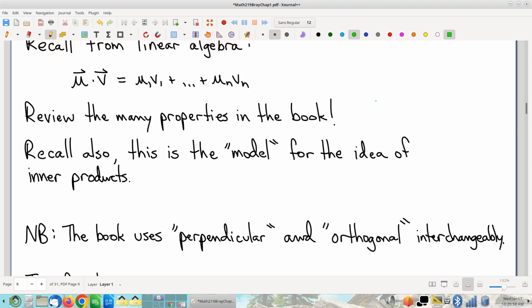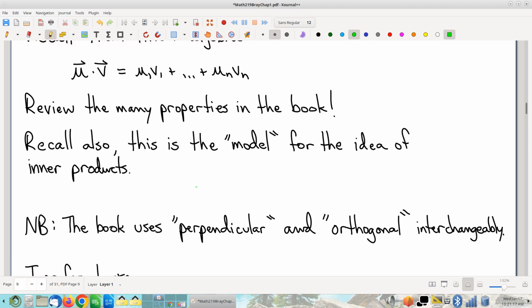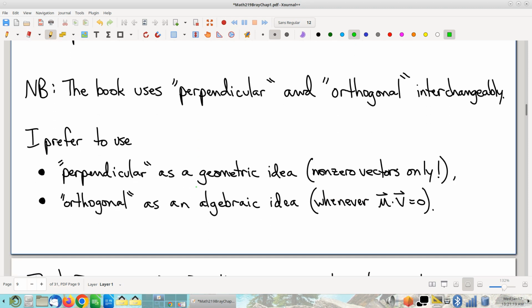And while we're here, quick comment, don't forget that there's this idea from linear algebra called inner products, and the dot product is the model. That's where inner products come from. And of course, inner products are very useful in lots of applications. So it's another little win for dot products.